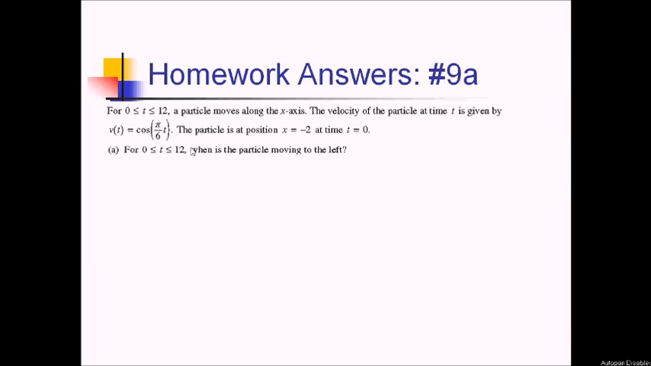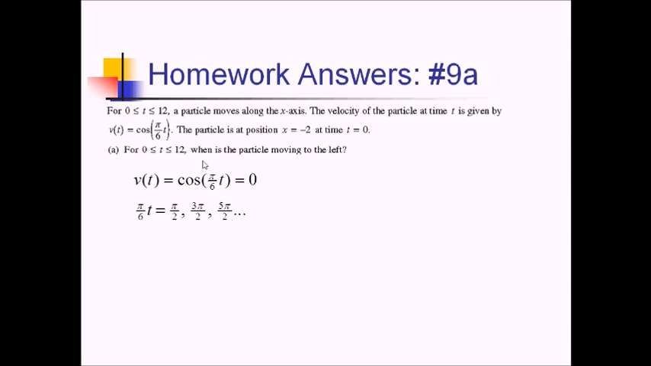This is a no calculator problem, so we need to figure out the places where velocity equals 0 without a calculator. So I'll start by setting my velocity equal to 0. And now to solve for t, I need to take the inverse cosine of both sides. If I take the inverse cosine of 0, I'm basically asking at what angle do I have an x value of 0? Well, that's going to be anywhere on the y-axis. So, for example, at pi over 2, 3 pi over 2, 5 pi over 2, etc.